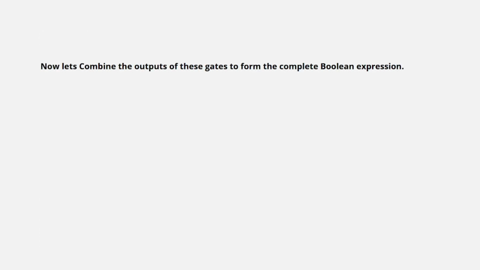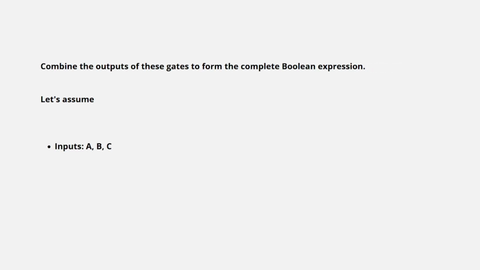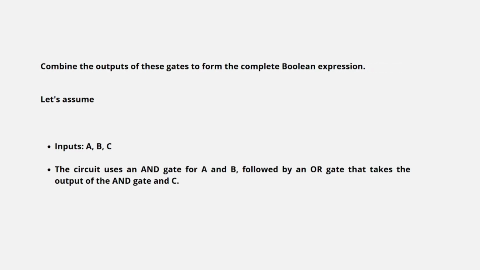So now we are going to combine the outputs of these gates to form complex Boolean expressions. First of all, we will assume that the inputs will be A, B and C, and after that we will use the AND gate for A and B, followed by the OR gate that takes the output of the AND gate and C. After solving all of this, the Boolean expression would be Q is equal to (A dot B) plus C.